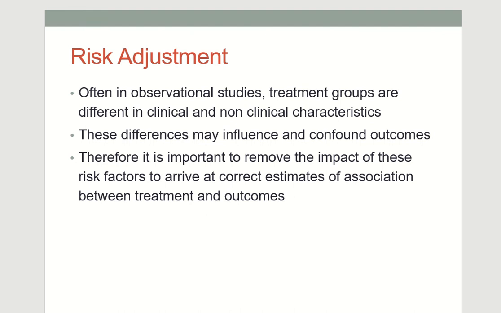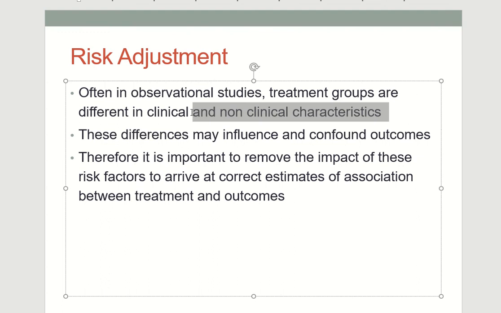Another thing that you can do in the analysis is risk adjustment. Often in observational studies, treatment groups are different in clinical and non-clinical characteristics, and I think we have mentioned that more than once. The issue of the two arms not being equivalent is a potential problem, and that's why we talked about the propensity score earlier. We wanted to make them equivalent. These differences may influence and confound the outcome. Therefore, it's important to remove the impact of these risk factors to arrive at the correct estimate of association between treatment and outcome. The idea is you may have a lot of potential confounders. What can you do?